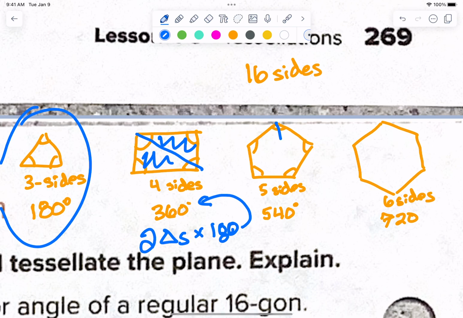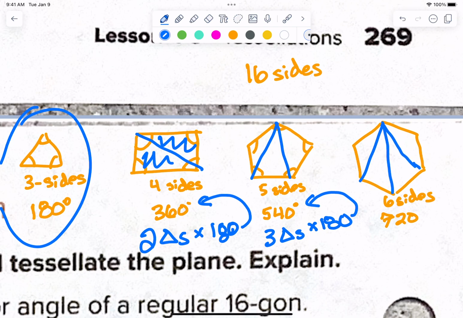Okay, now if I have a pentagon, I'm going to just create some triangles there. How many triangles do you have? 3 triangles. 3 times 180 gives you 540. If I have a 6-sided figure, how many triangles am I going to have? 4 triangles. 4 times 180 is 720, okay? If you have a 16-sided figure, how many triangles will you have? A lot.